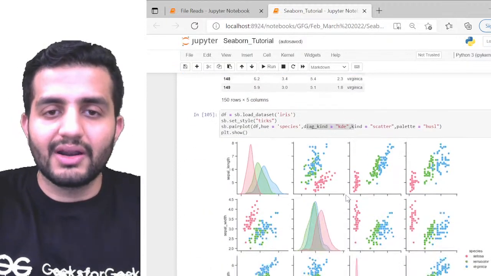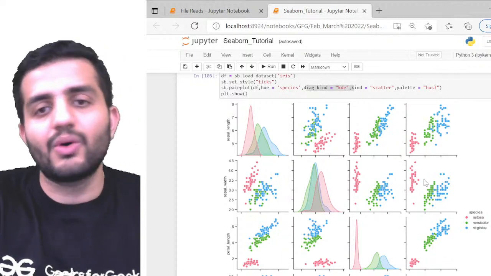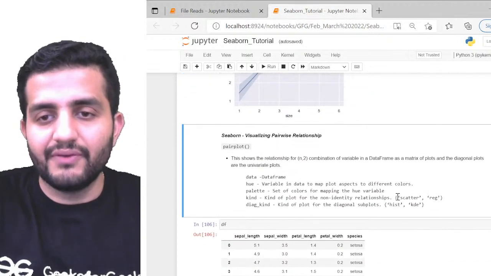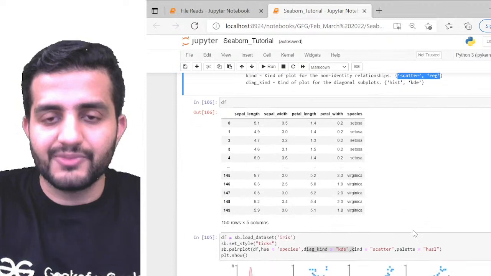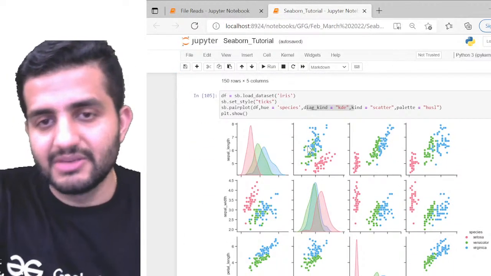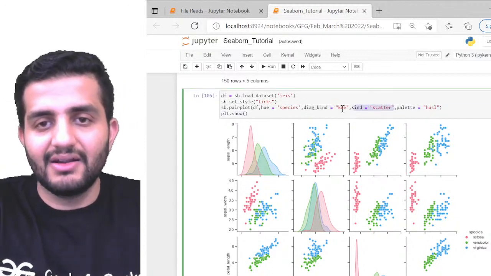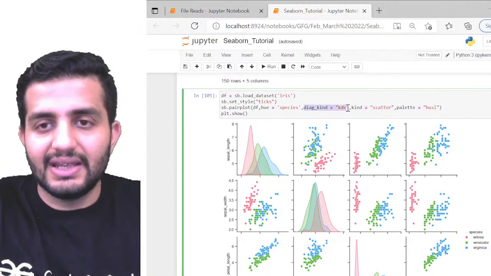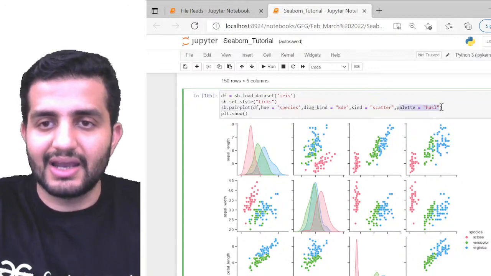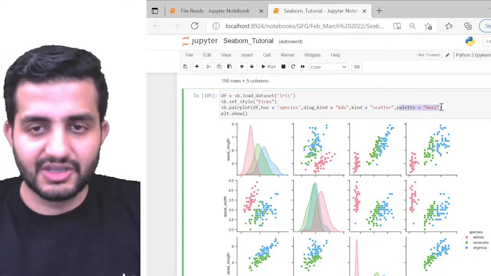And now for the regular graph, for example, apart from the diagonal kind, all the plots. Here I have the option of scatter and reg. Scatter is the most prominently used because it is more clearly visible. So for kind I'm using scatter, for diagonal kind I'm using KDE, and for palette I'm using husl. Again, I'm giving the color combination which I want for my distribution.